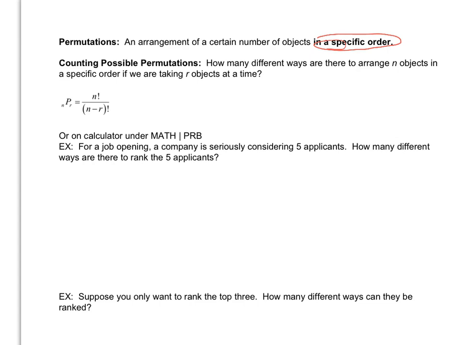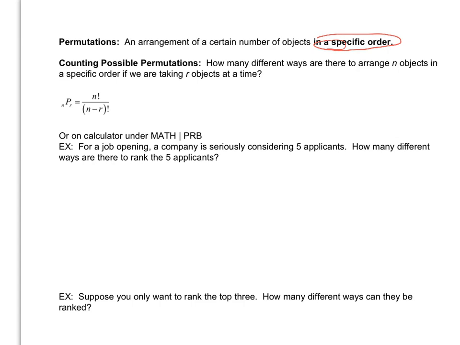So if I was picking 2 people out of 3 just for a random group or something, that's really not a permutation because the order doesn't really matter. If I was picking 2 people out of a group of 3 and I was going to put one of them to be the president and one of them to be the vice president of some sort of organization, that would be a permutation because the order does matter.